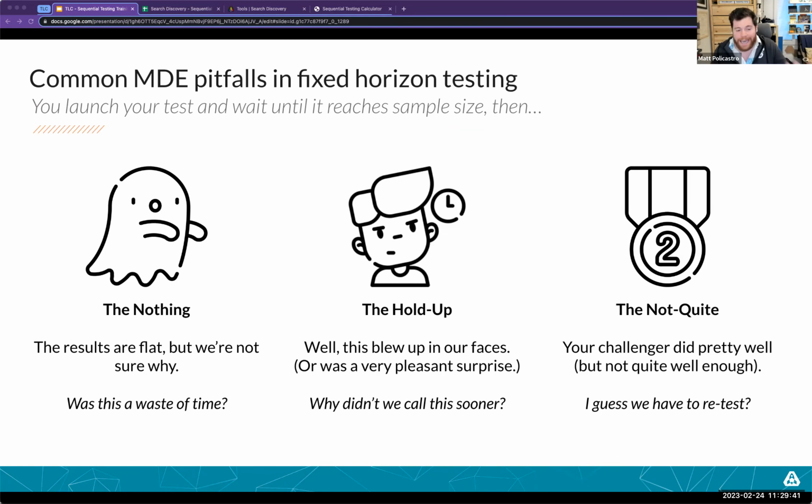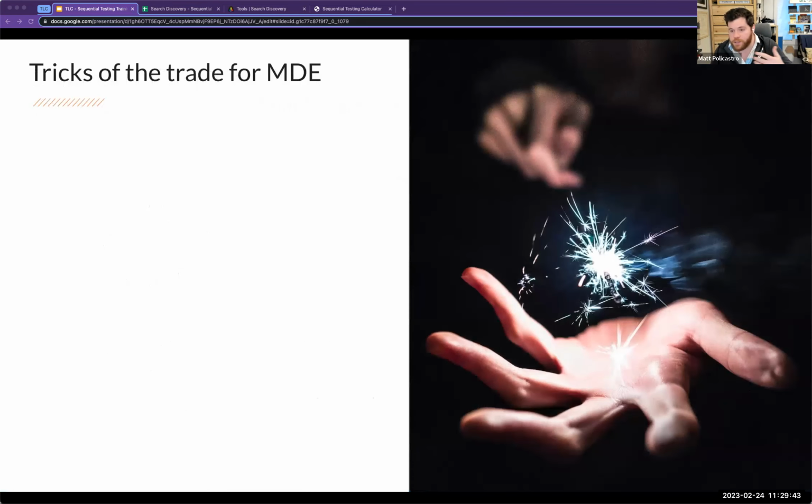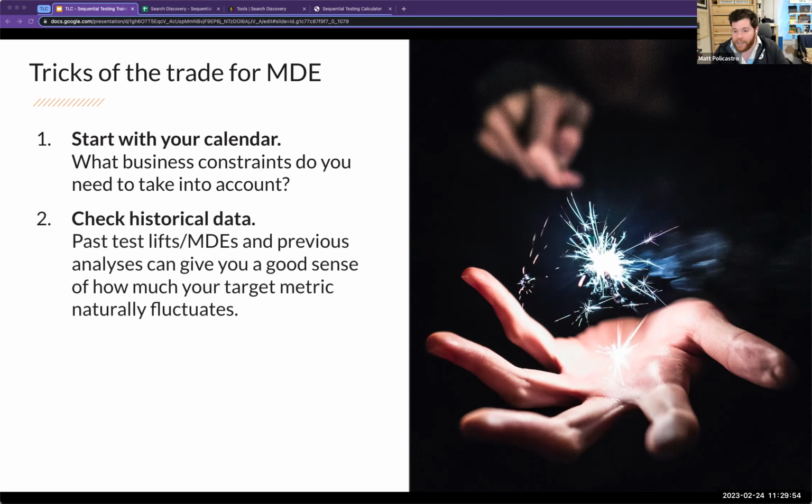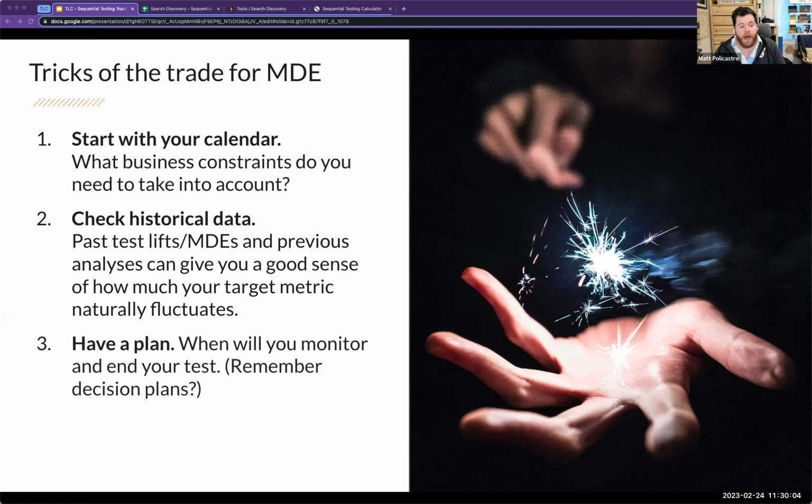So we can try to catch a lot of this with a couple of very simple tricks of the trade. Start with your calendar: figure out how long we can plausibly run an experiment, and what business constraints you need to take into account. You can check historical data, look for past experiments that were similar. Past test lists and MDEs can give you a decent idea of what you should be looking for or what you can anticipate. And then finally, have a plan. What will you do when you monitor and end your test?